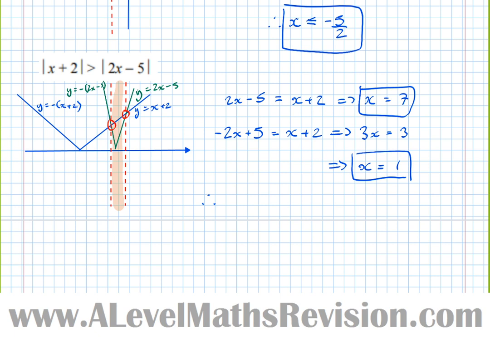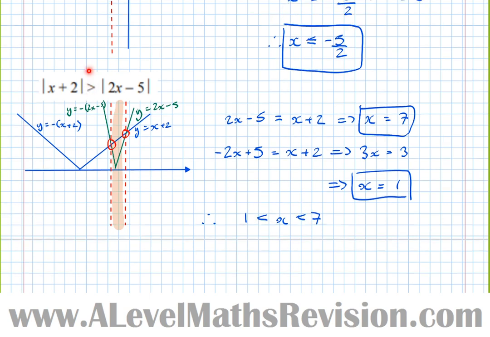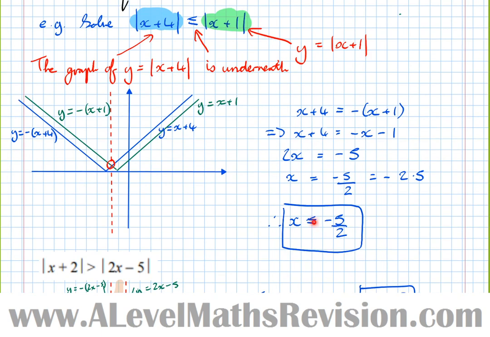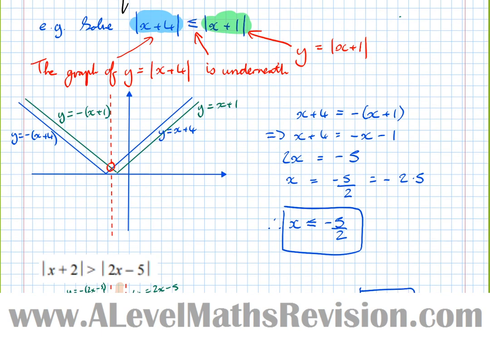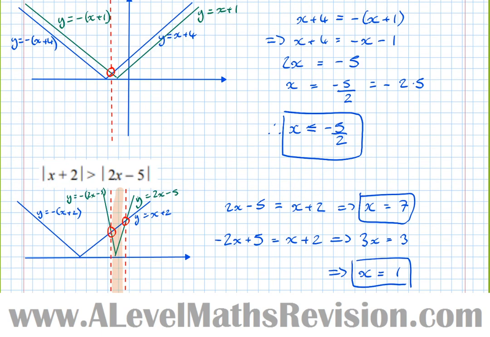Therefore, x lies between the two values, 1 and 7. It's a single region, so warrants a single inequality. So between 1 and 7, the blue graph is above the green graph. Notice I've used strict inequalities because it was a strict inequality in the question. Much like here, I used a non-strict inequality because it was a non-strict inequality in the question.